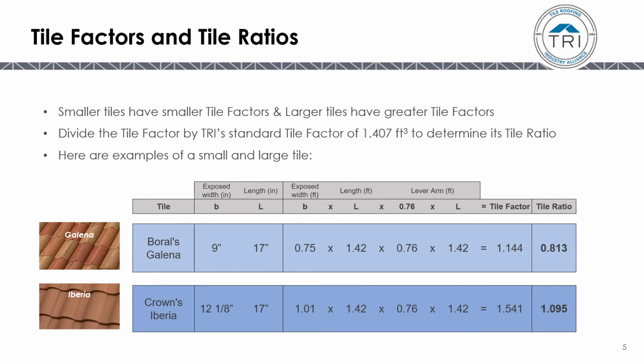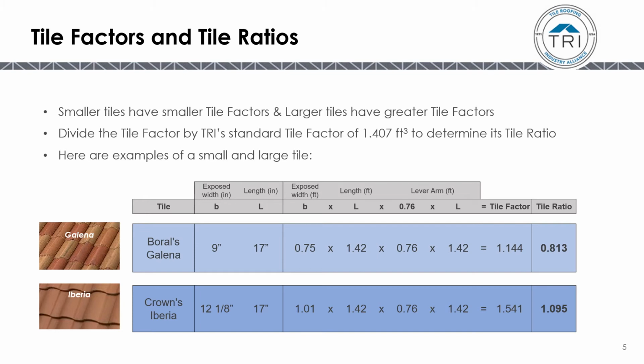Smaller tiles have smaller tile factors, and larger tiles have greater tile factors. To get the tile ratio, you simply divide the tile factor for the tile that you're designing for by the TRI standard tile factor of 1.407 cubic feet. Here are some examples of small and large tiles.